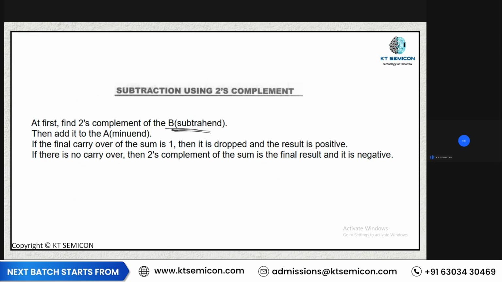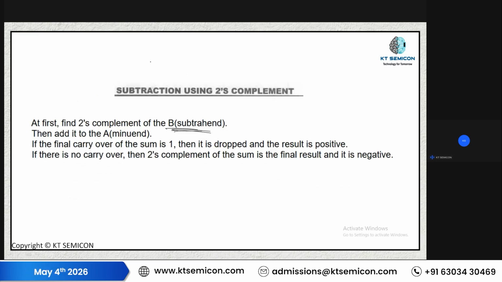Here in the case of 2's complement, if we are getting any carry, then we are just going to leave it. But in the case of 1's complement, if we are getting a carry, we are not going to discard it, we are going to add it with the original number. But in the case of 2's complement, if we get any carry, we just discard it and the number is treated as positive. But if we are not getting a carry, then the resultant is a negative number and the 2's complement should be performed on the final sum to get the actual value.